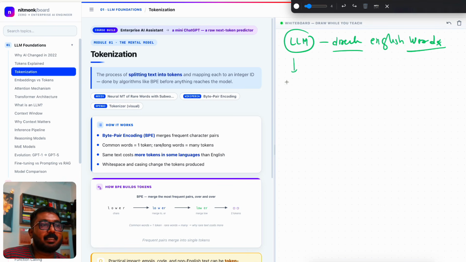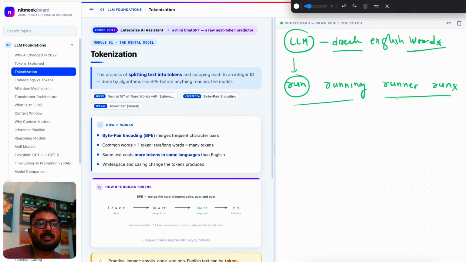Like, for example, if you say "run," what are the different combinations you can make with run? I can do running, runner, runs, and other combinations of words with runner. And I can also do ran, the past tense.